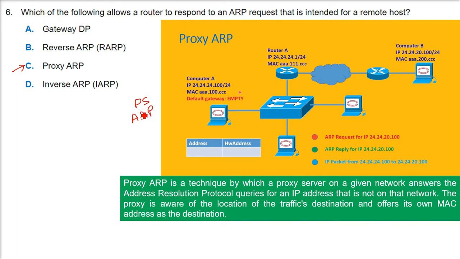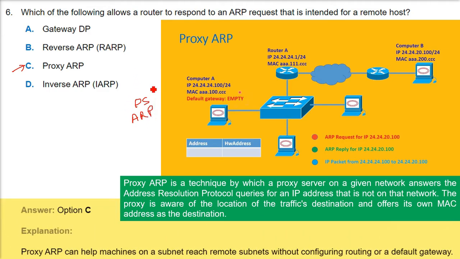So the proxy is aware of the location of the traffic destination and offers its own MAC address as the destination. This is how proxy ARP works. You see in the diagram also, so this answer is C. Proxy ARP can help machines on a subnet reach remote subnets without configuring routing or even a default gateway. Okay. So it answers the ARP queries for an IP address that is not on that network.